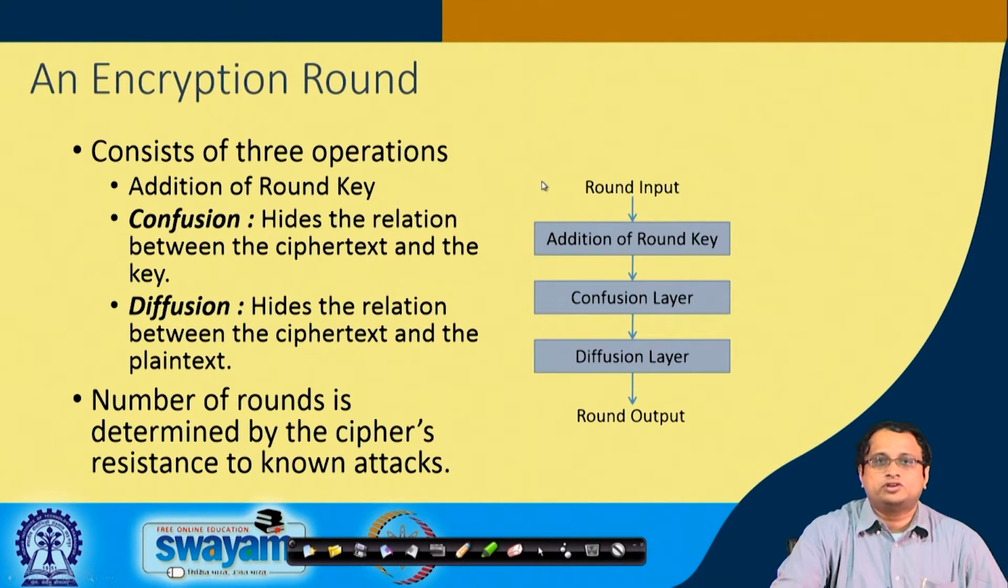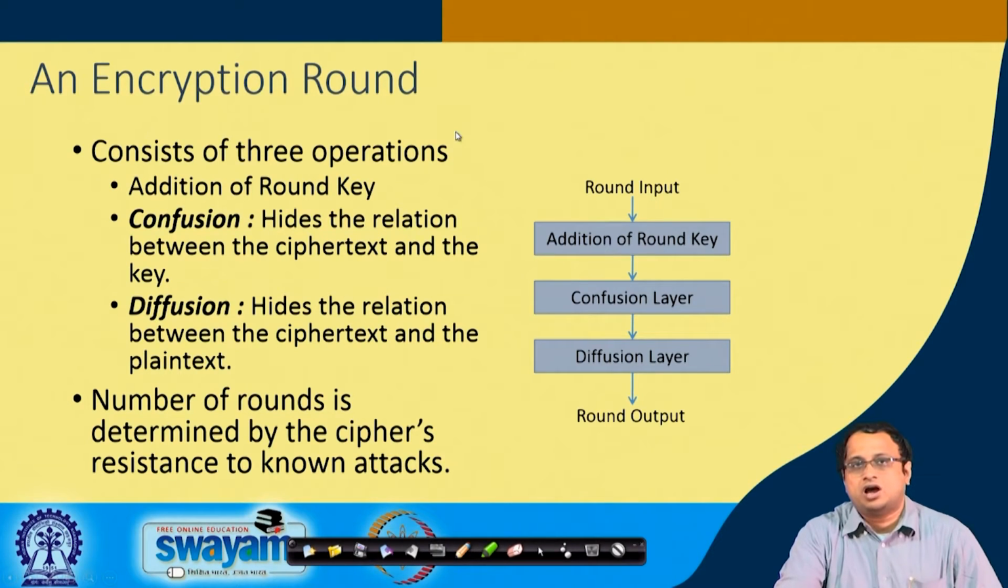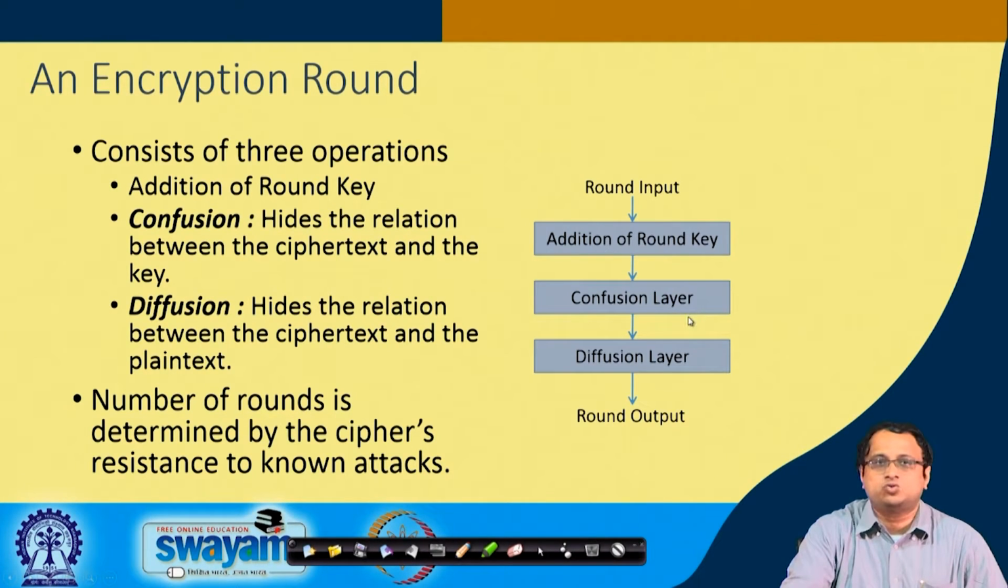So, if you also want to look into what are the important criteria inside an encryption round. As we have seen, a block cipher is made of rounds, but if you go into a round, you will typically see that there are two important blocks in a round. One of them essentially tries to hide the relationship between the cipher text and the key, and that is called confusion. And the other one tries to hide the relationship between the cipher text and the plain text, and that is called diffusion. So, you will see that in a block cipher round, typically there are constructions which provide both confusion and diffusion.